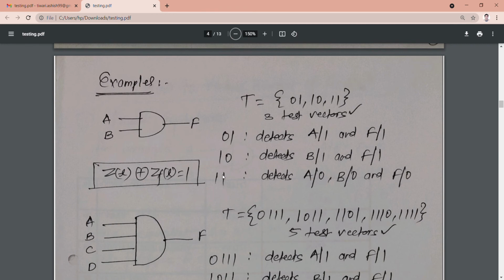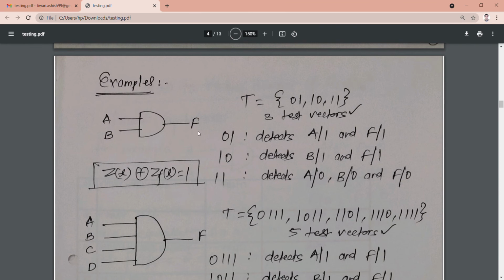Okay, and if we apply the test vector 1 1, suppose this is 1 and this is 1, then which faults can we detect? We can detect all the stuck at 0 faults: A stuck at 0, B stuck at 0, and F stuck at 0. How can we say that? Suppose I am applying 1 here and 1 here, then 1 1 will give me the output as 1.